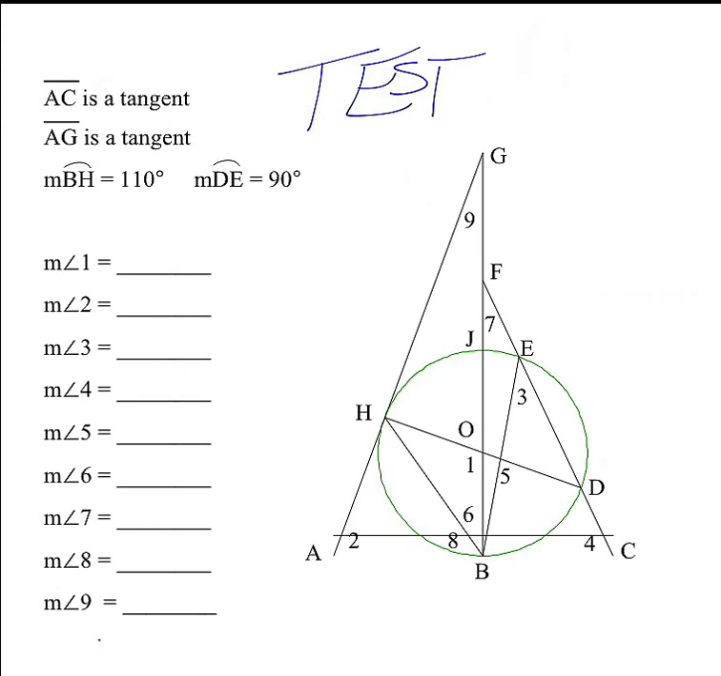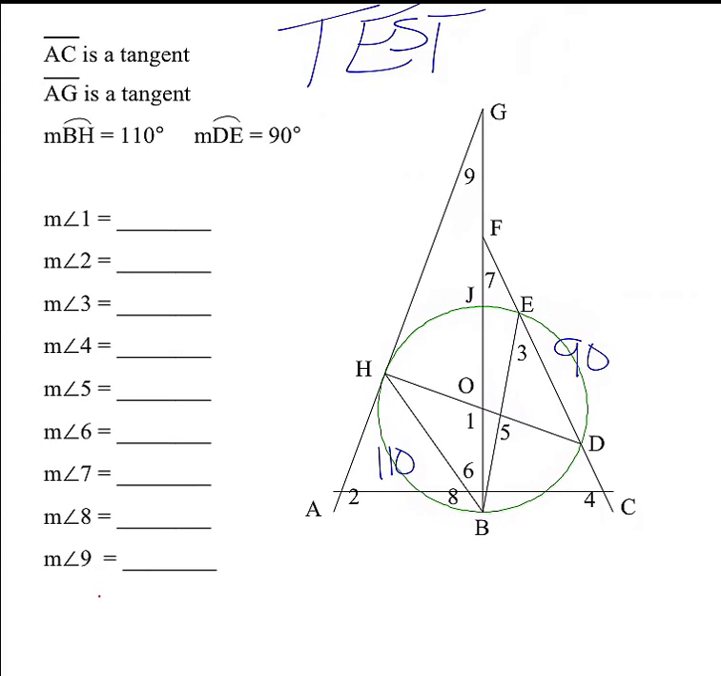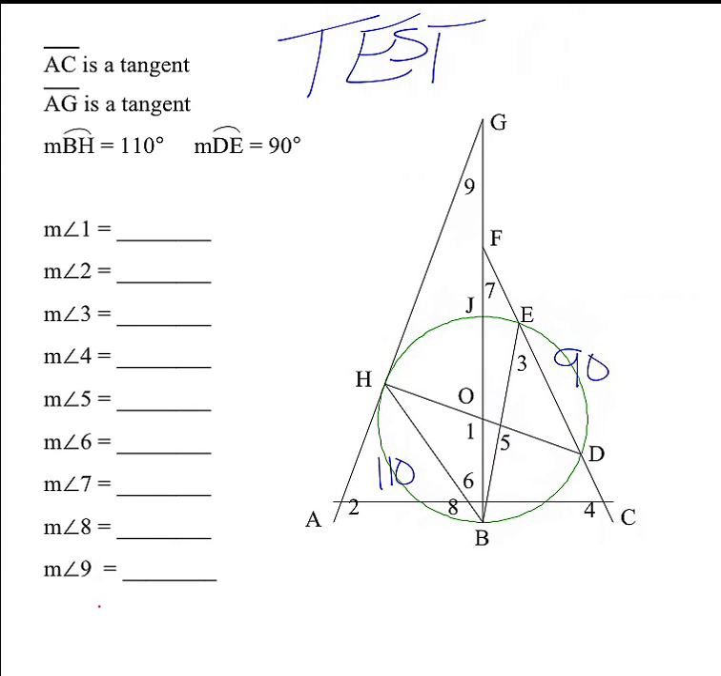So let's put our given information on here. We know that BH is 110 degrees. So BH is a 110 degree arc. And we know that arc DE is a 90 degree arc. And other than that, all we get are some tangents, AC and AG. So let's find angle 1.